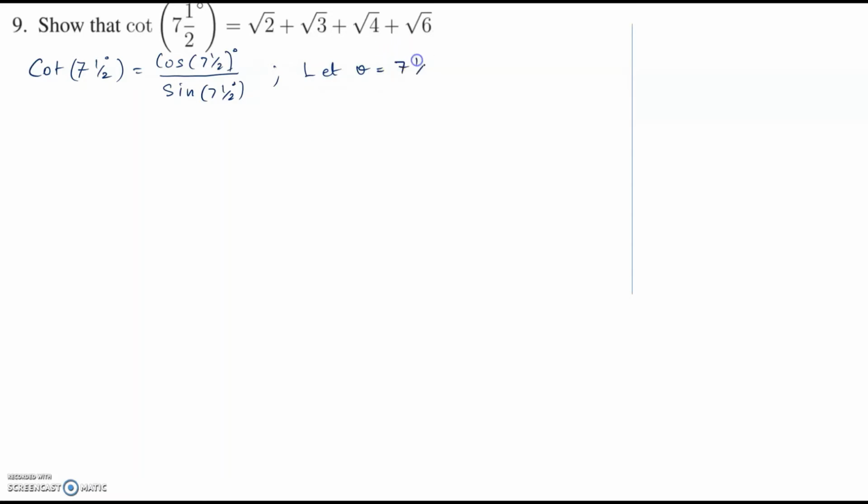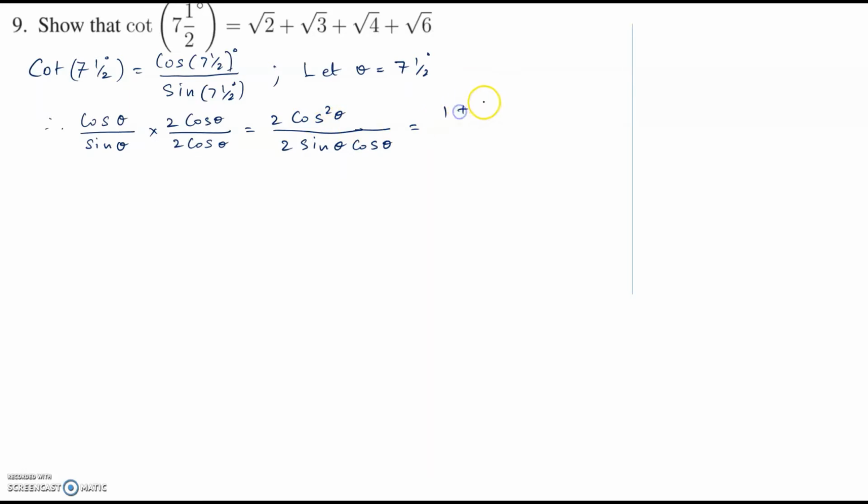Now let θ be equal to 7.5°, and therefore we can rewrite our expression as cos θ by sin θ. Now let's multiply the numerator and denominator by 2 cos θ. So this becomes 2 cos²θ divided by 2 sin θ cos θ. Now the numerator, 2 cos²θ, can be rewritten as 1 + cos 2θ, divided by the denominator, which is in the form of sin 2θ.